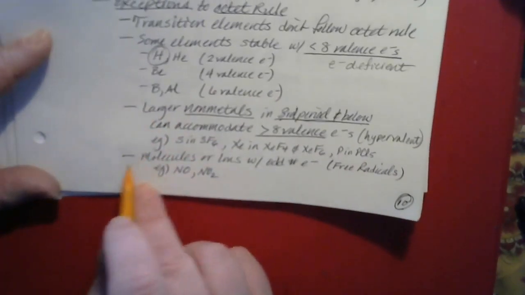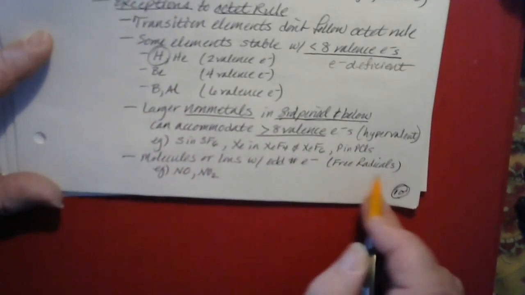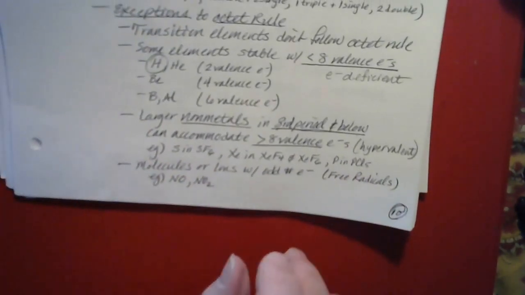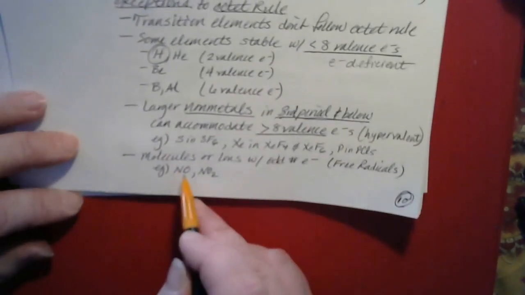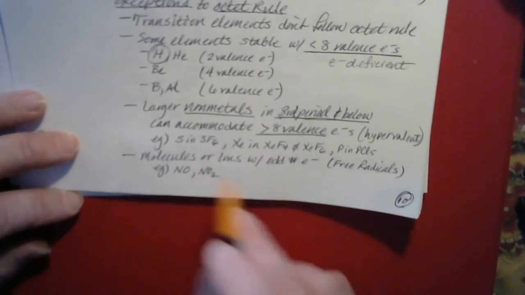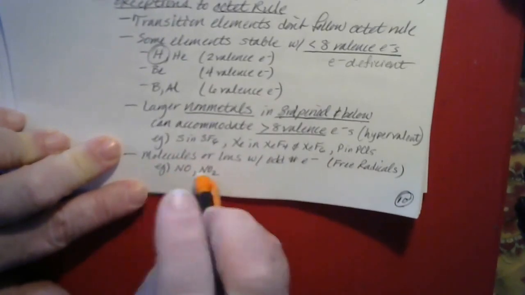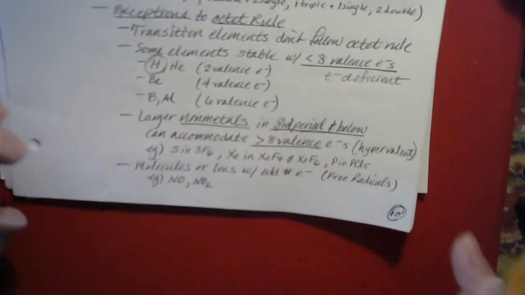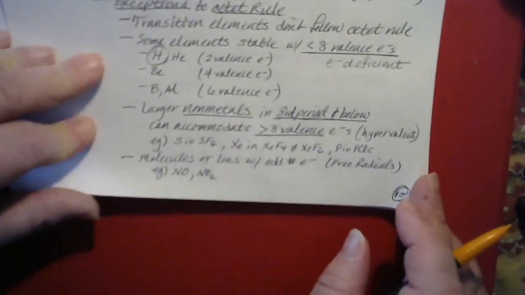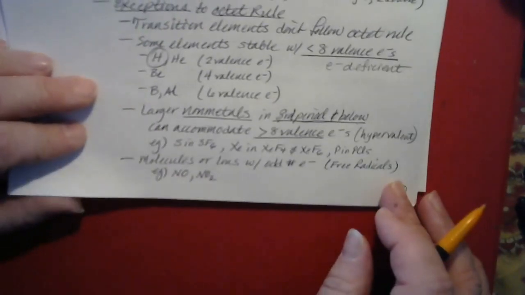And another category of exception would be molecules or ions with an odd number of electrons, which are also known as free radicals. It's especially common with nitrogen compounds. So for example, nitrogen monoxide or nitrogen dioxide, both of those compounds have odd numbers of electrons. And so there's going to be one atom in the compound at least that doesn't have an octet of electrons around it, because in order to get octets around everything, you would need an even number of electrons. Okay.